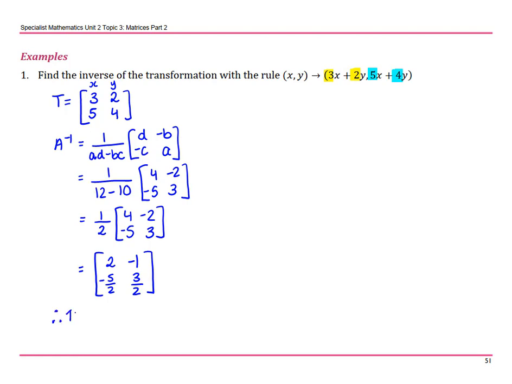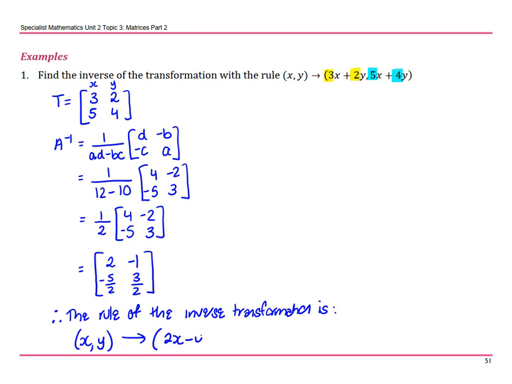So therefore, the rule of the inverse transformation is our (x, y) maps onto (2x minus y, negative 5 over 2 x plus 3 over 2 y).